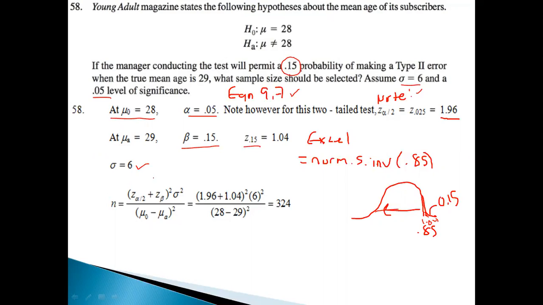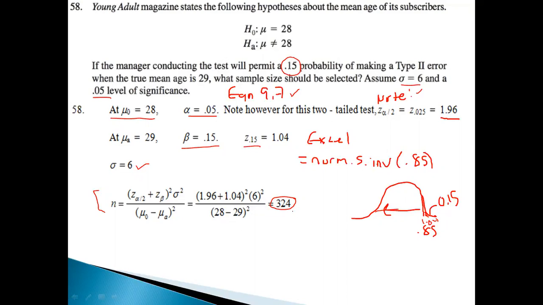Now we know sigma is equal to 6, and now we just need to use this nice equation to find the number. And so we have z alpha over 2 is 1.96, z of beta is 1.04. Take those two, add them together, square it, times the sigma squared, which is 6 squared, divided by mu naught minus mu alpha, and that's all squared, so 28 minus 29. Simplify that and round to the next upper number, and we get 324.